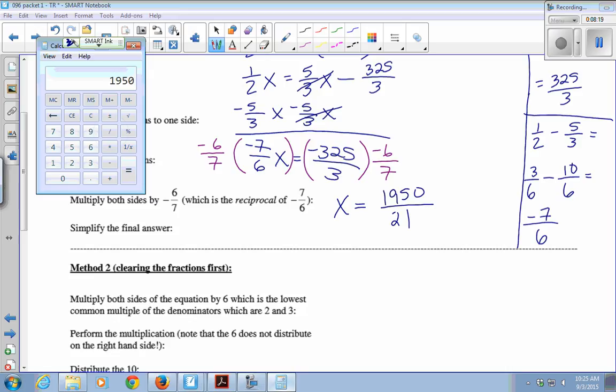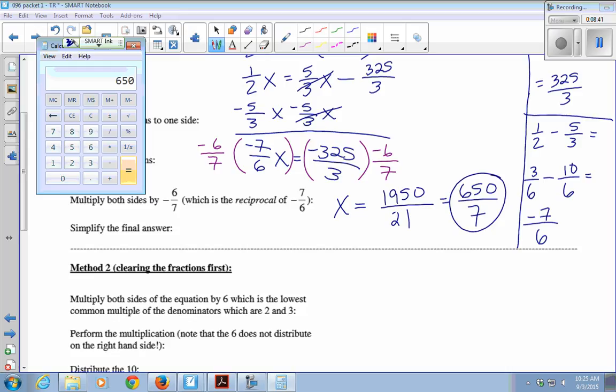So if I divide by 21, well, that didn't help, but 1950 is definitely divisible by 3. Yeah, and so is 21. So 650 over 7 when you reduce that fraction.